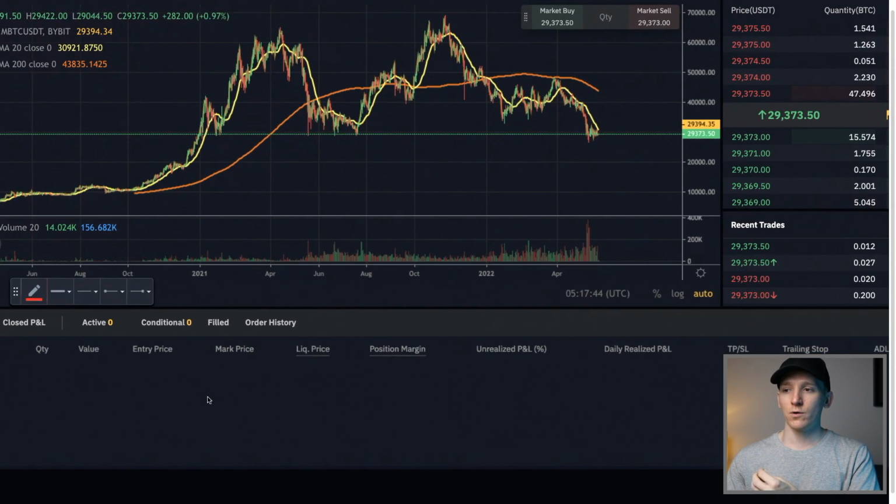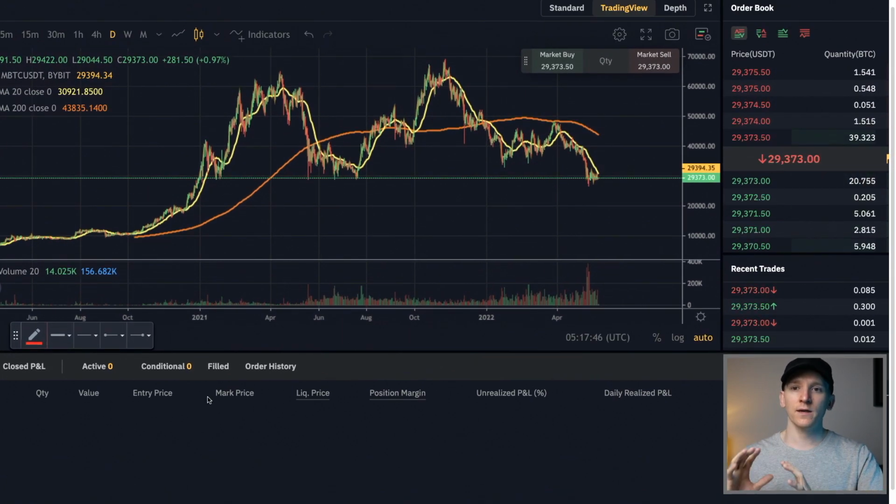But what I really want to do is identify some key areas of where the trade is now, where the trade might go below, and where the trade might go above. And that's going to obviously help me with my trading.